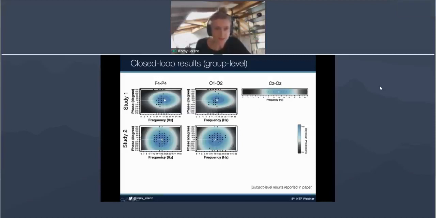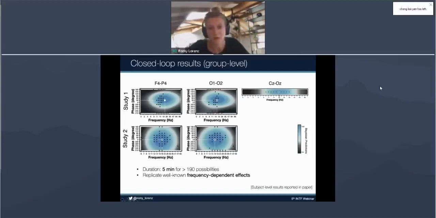And you see immediately that we have strong frequency-dependent effects of phosphene perception, and this has been reported in the literature. Also, this took only 5 minutes for subjects, searching over 190 possibilities. And we do replicate these well-known frequency-dependent effects. A lot of papers reported 19 hertz, the lower beta range, as the range where phosphenes are maximized for different montages. So you see that we're replicating this really nicely.